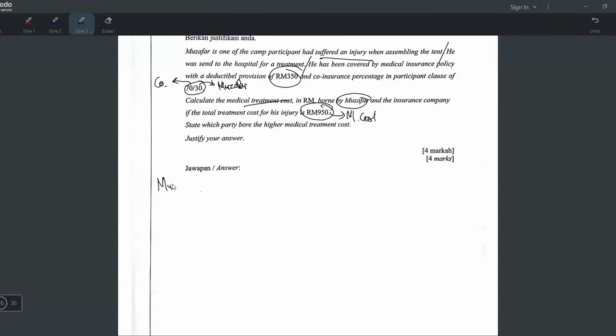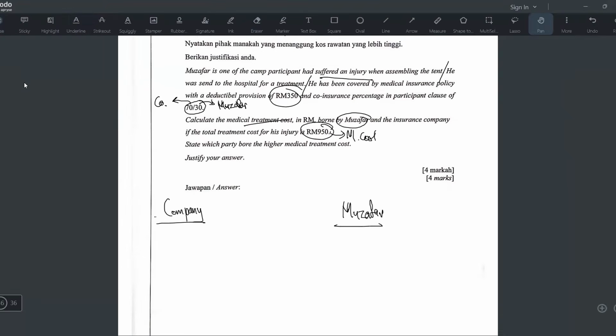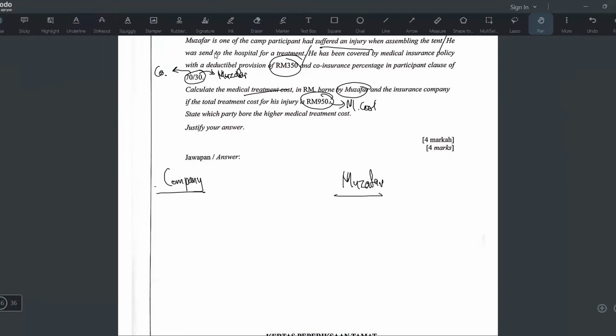So for Muzaffar, I calculate here. Okay lah, I calculate company sini lah. Sini company, and then sini Muzaffar. And then later we tengok siapa yang kena borne the higher medical cost. Okay, siapa yang kena tanggung lebih. Okay, so justify your answer. Okay, nanti kita tulis sebab.